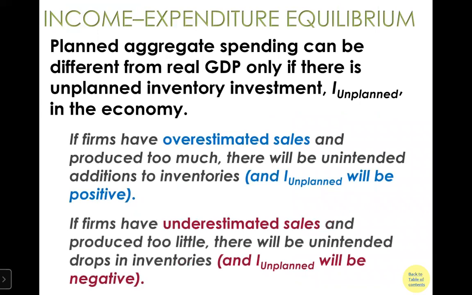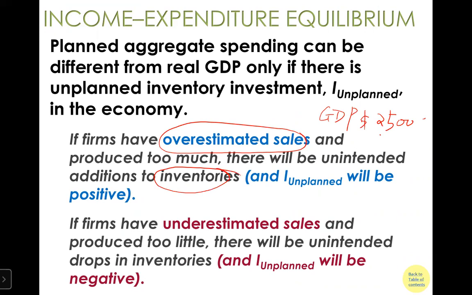Here, just to summarize: if firms overestimate sales, in a sense the GDP is too high. You produce too much. In the case we just discussed, you produce 2,500. Then there will be an unintended addition to inventory, and unplanned investment will be positive, meaning you cannot get rid of your stuff, right? So you start to pile up your inventory.